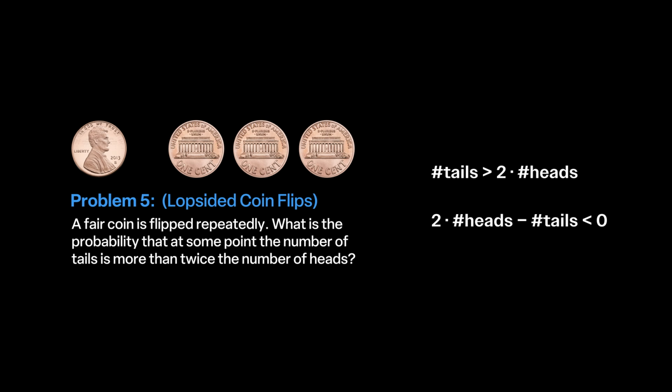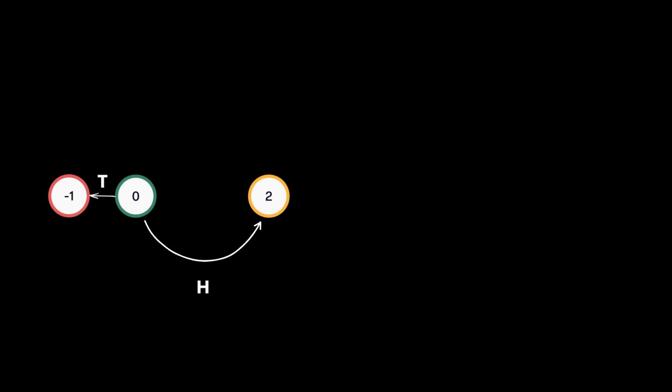I encourage you to draw your own state diagram. How many states will you need? Feel free to pause the video. Okay, here's my diagram. Start at state 0. If we get a tails, we go down by 1 to state -1. That's the stop state. At the start, if we get a heads, we go up by 2 to state 2. We can fill in the rest of the state diagram.